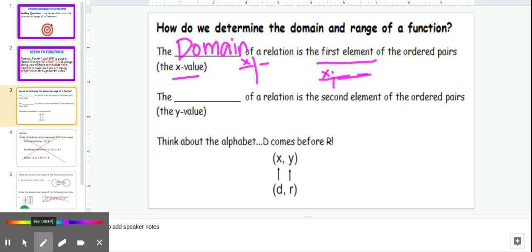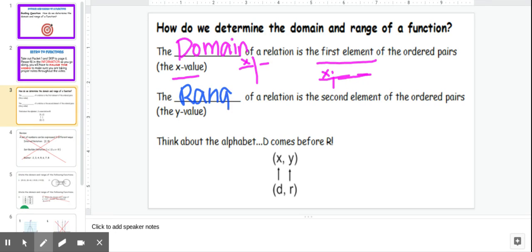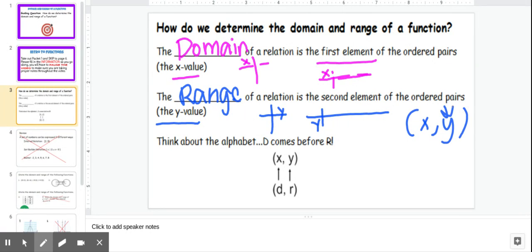Now, for the range, your range are your y values. It's just another fancy way of saying y values. So in a table, it would be that column, and if it were this way, it would be down here. And it's the y value in an ordered pair, which is your second value.